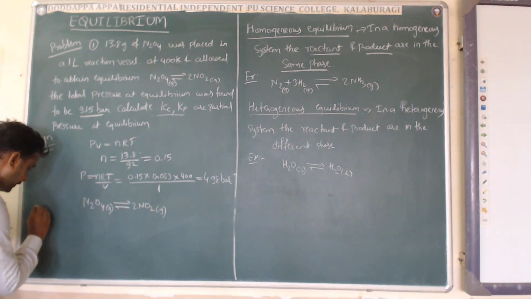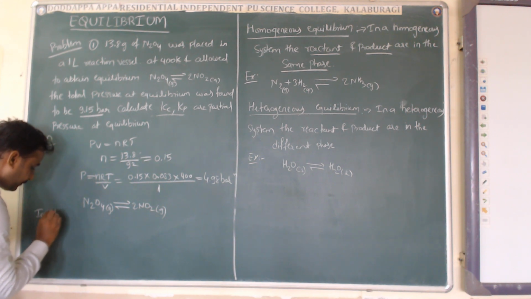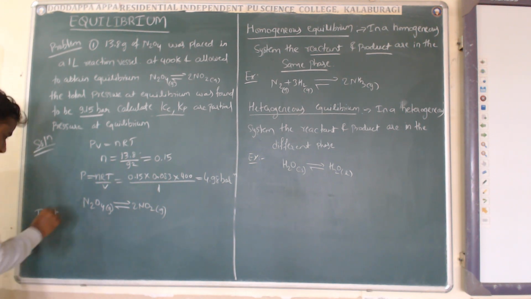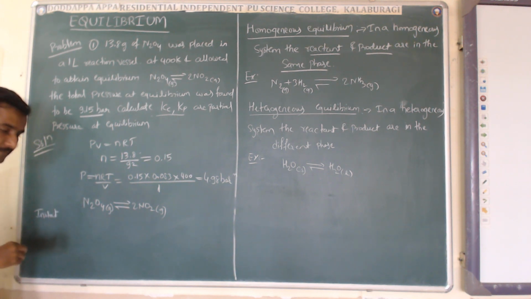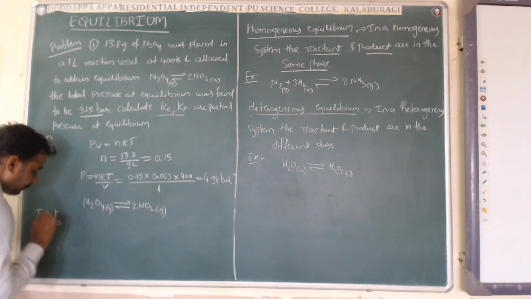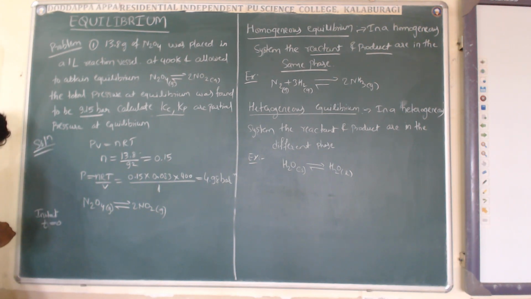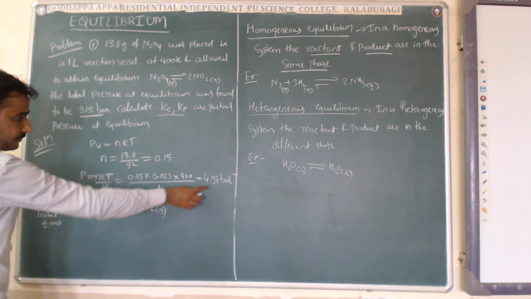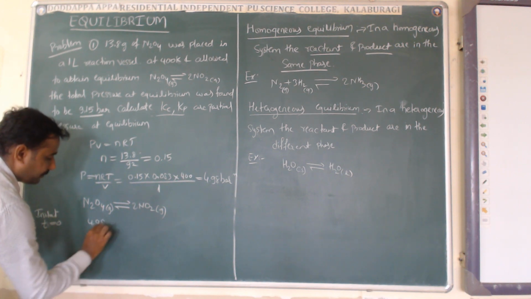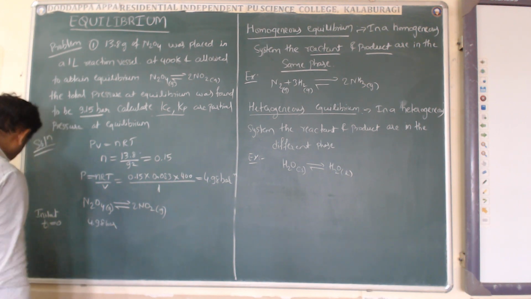At initial, what happens here? Initially the temperature is what? T is equal to 0, means the time is 0. Then what is the pressure it is applying here? That we have found, 4.98 bar. That much pressure is there.